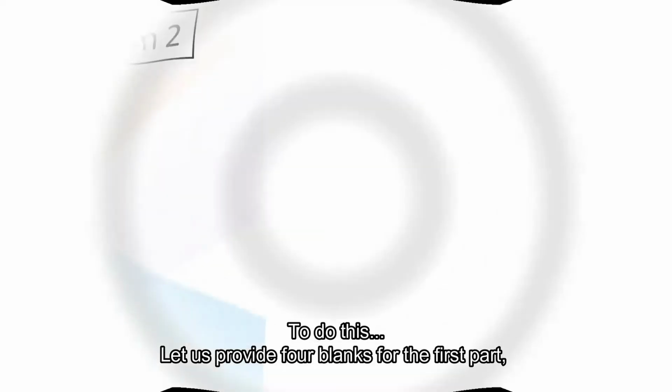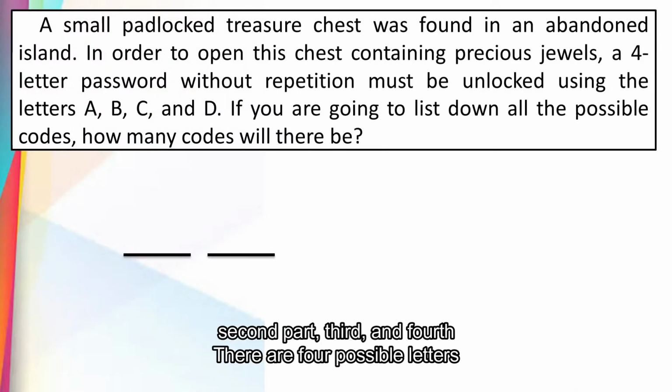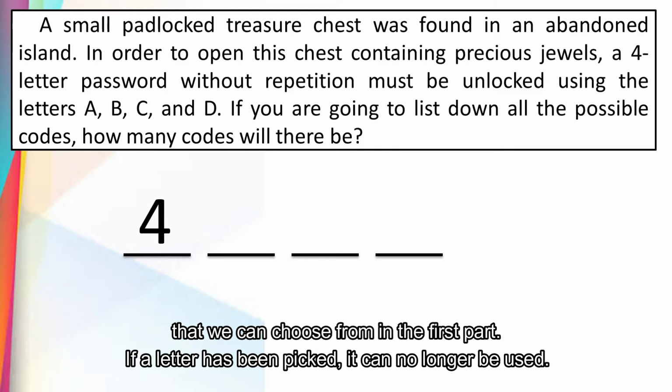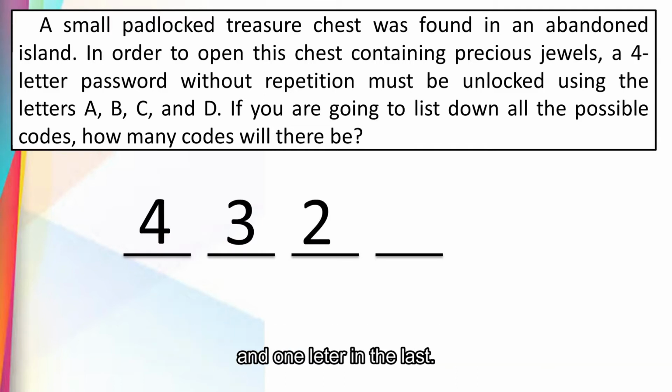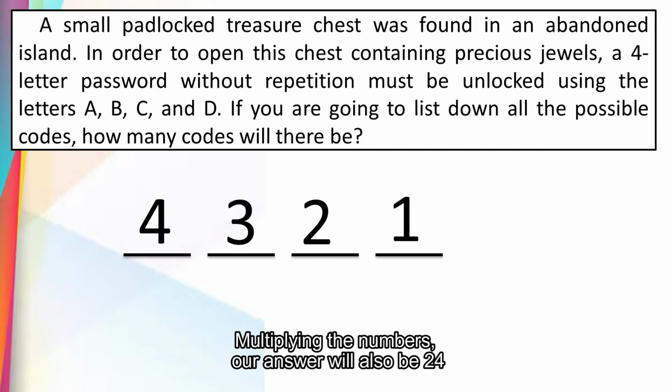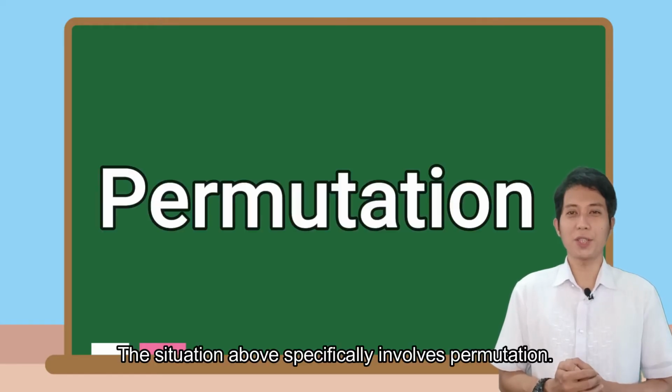To do this, let us provide 4 blanks for the first part, second part, third part, and fourth. There are 4 possible letters that we can choose from in the first part. If a letter has been picked, it can no longer be used. Thus, there are 3 remaining choices in the second part, 2 letters remaining in the third, and 1 letter in the last. Multiplying the numbers, our answer will also be 24. The situation above specifically involves permutation.